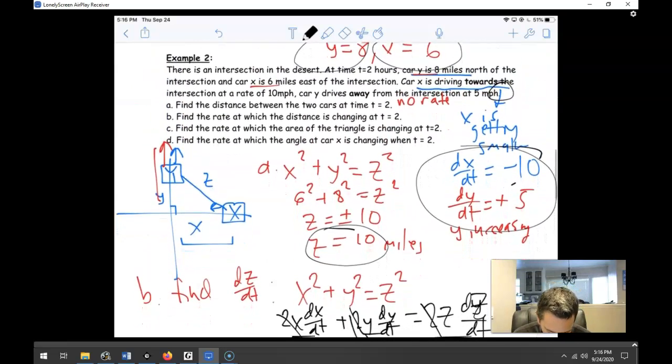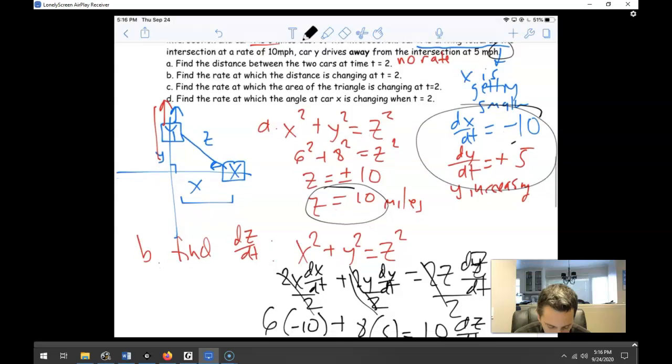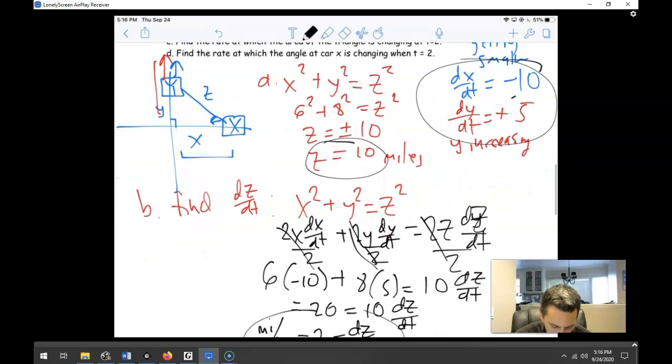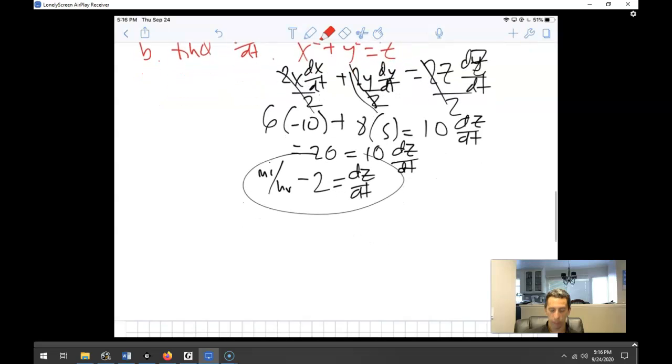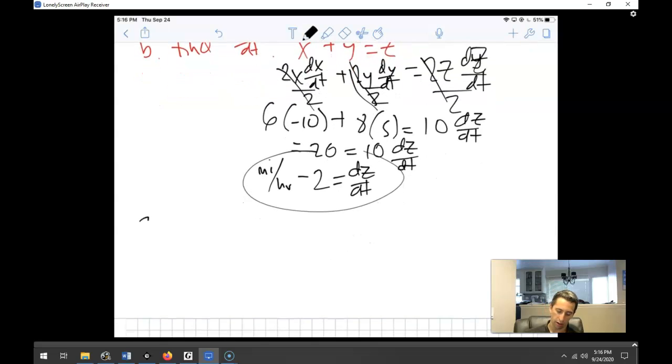C, find the rate at which the area of the triangle is changing. Area, okay, so what they're saying is, what is the area of this triangle between x and y and z? Do we have a formula for area of a triangle? We do, right? So we know that the area of a triangle is equal to 1/2 times base times height. In this case, that's 1/2 times x times y. Okay, so let's roll with that. So that's the equation we're going to use.